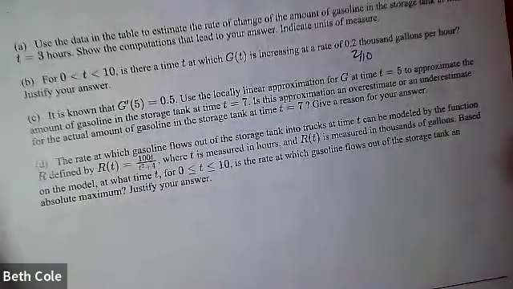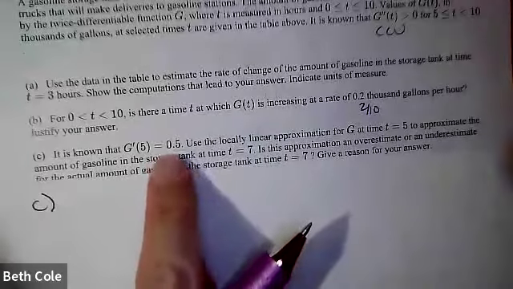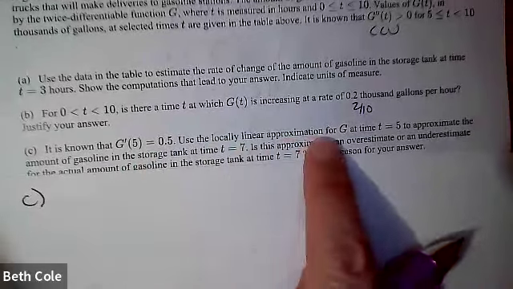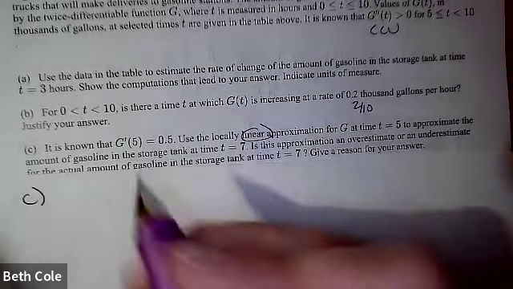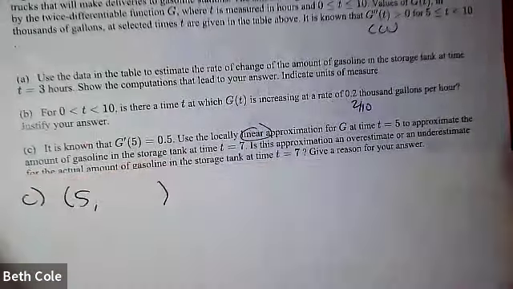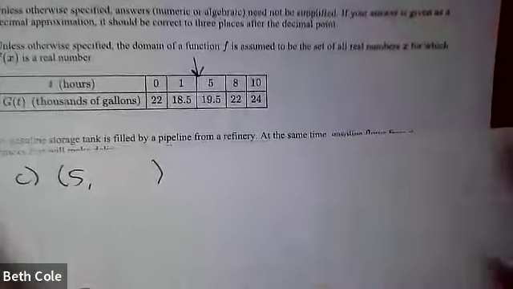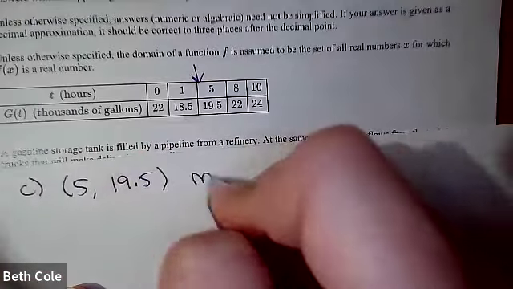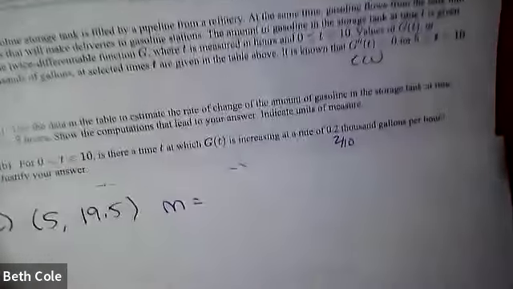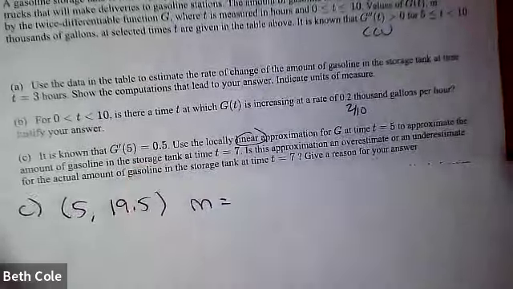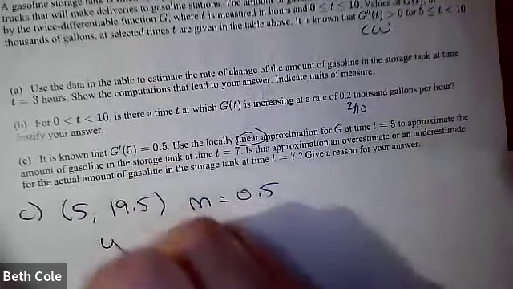Let me fold this over so that I'm not having to keep on moving the paper around. All right, it is known that the derivative at 5 is 0.5. Locally linear approximation means write a line. Linear means line. You need a point and you need a slope. So I need my point at 5, something. Let me grab that from the table. It's 19.5. Slope comes from the derivative, and they just told me that the derivative at 5 is 0.5. So here's my equation.